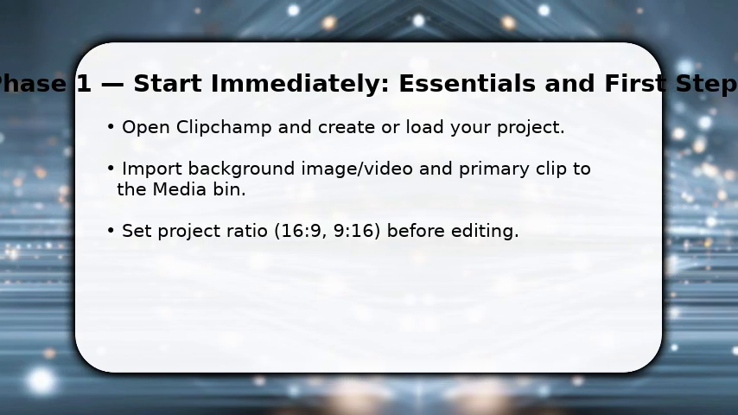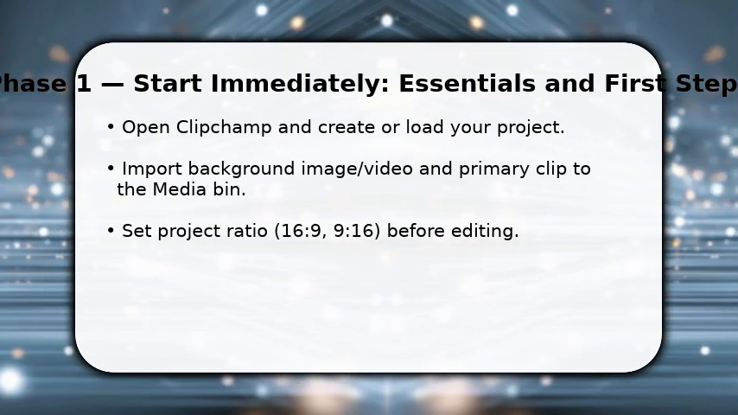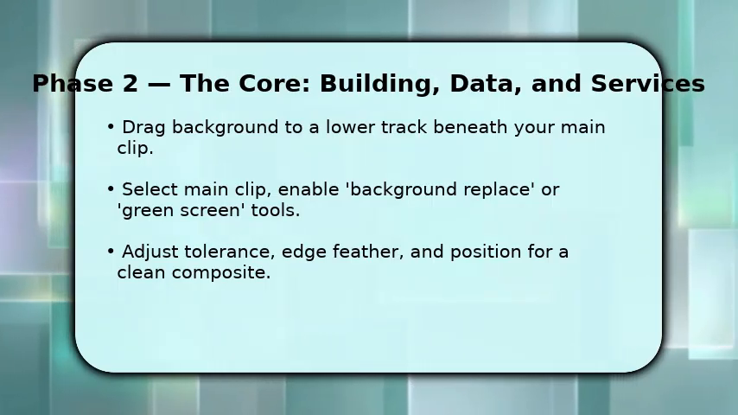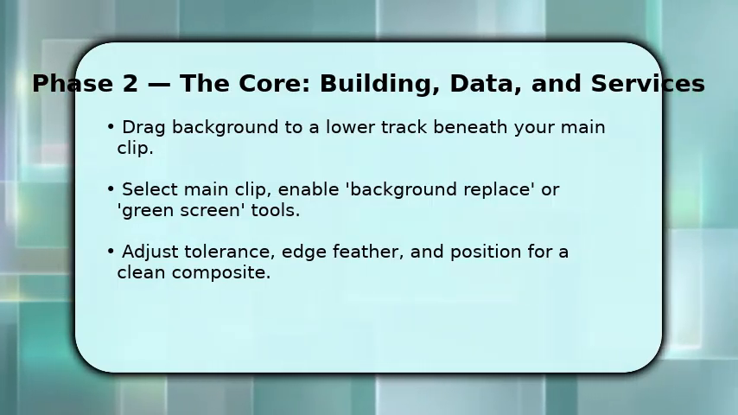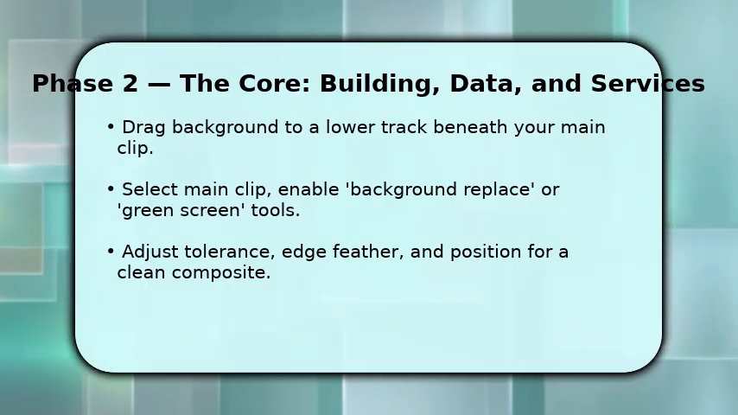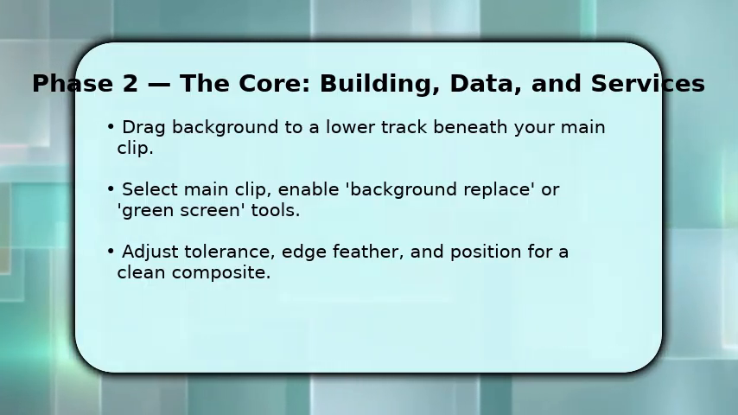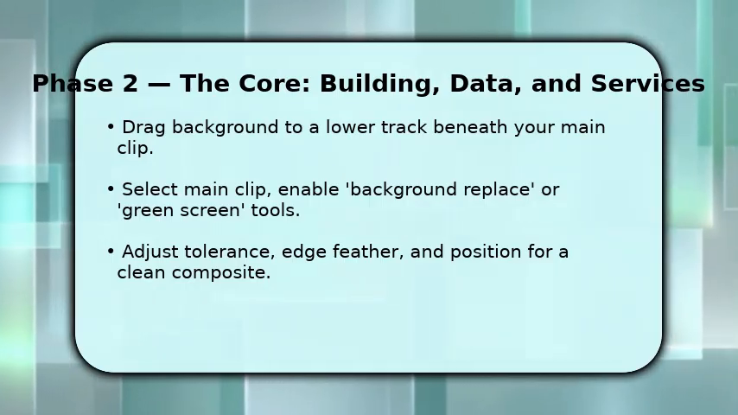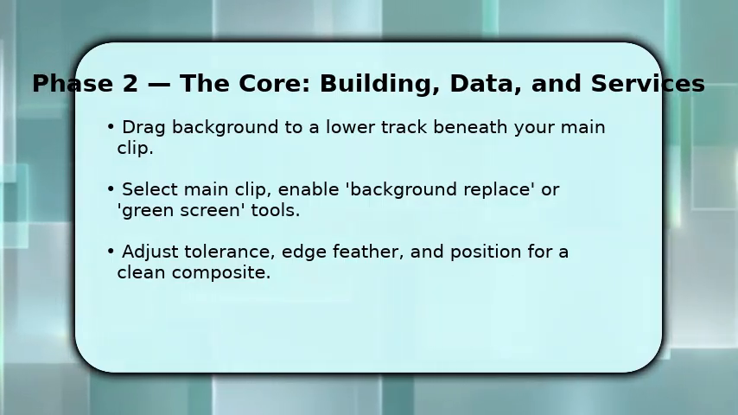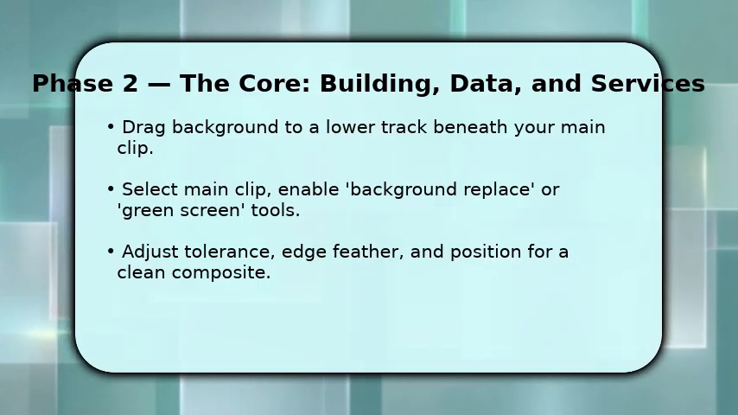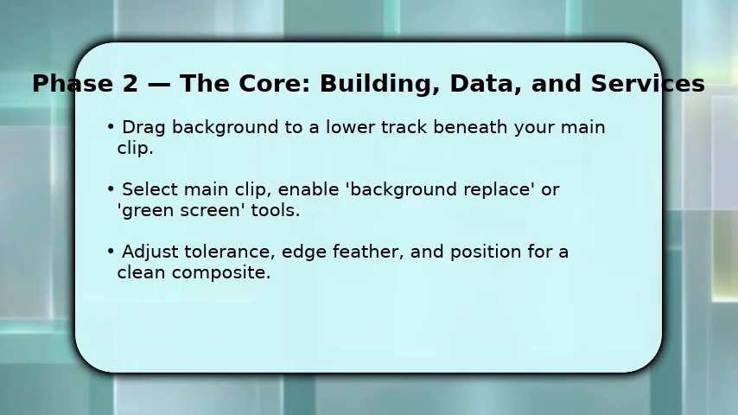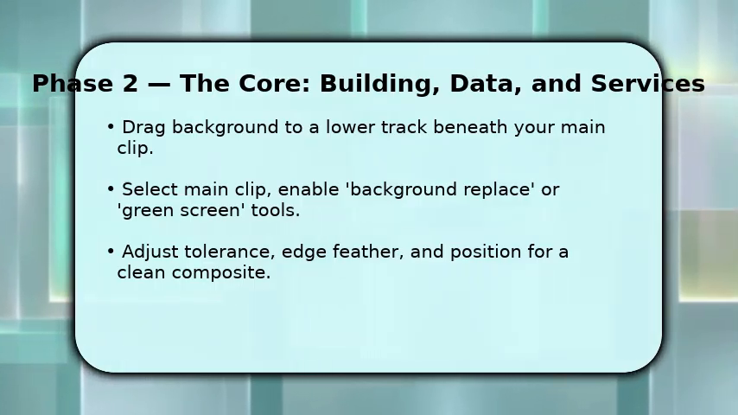Now you swap or replace backgrounds. Drag the imported background to a track under your primary clip so it shows through. Select your top clip and use Clipchamp's background replace or chroma key controls. Choose the sample color if you shot on green or use replace if you want a digital backdrop. Adjust keying tolerance, edge feather, and spill suppression until the subject looks natural. Also reposition and scale the background so the perspective and lighting match. This creates a believable composite.